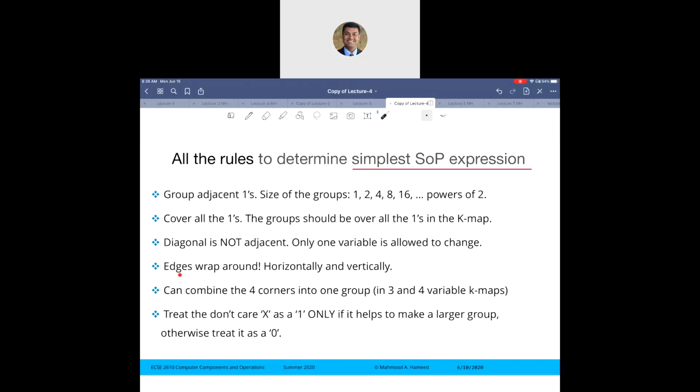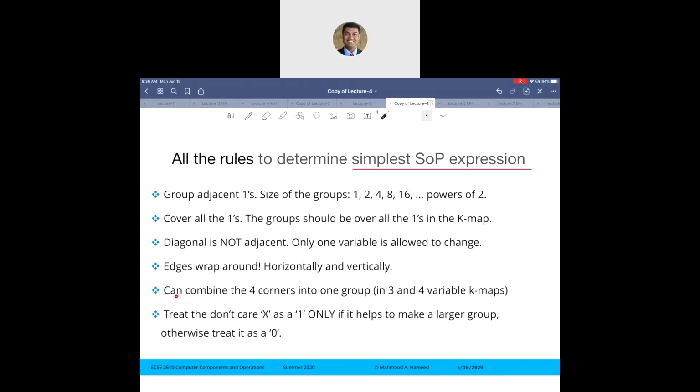The K-map is a grid view, and that grid has edges that wrap around. Those edges wrap around both horizontally as well as vertically. So think of it as a cylinder as opposed to a rectangle.